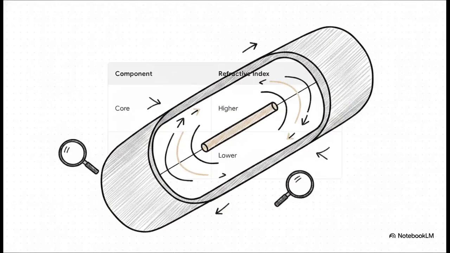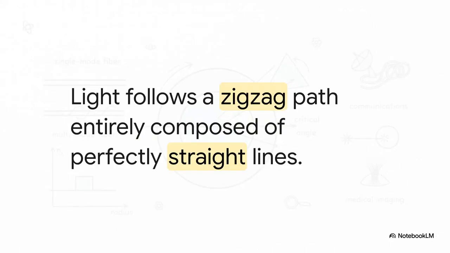Now, for this whole optical setup to actually work, there is a very strict mathematical rule we have to follow. The core's refractive index absolutely must always be slightly higher than the cladding's. That unyielding physical rule is literally the secret sauce that sets the stage for all the magic happening inside the fiber.